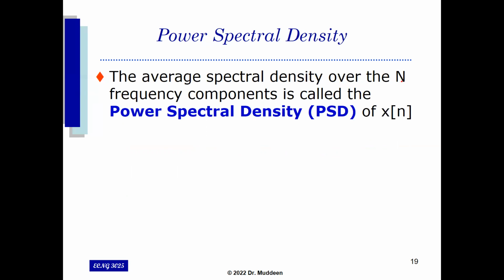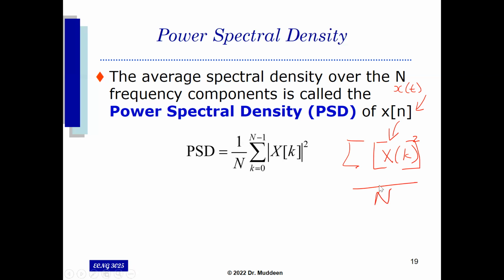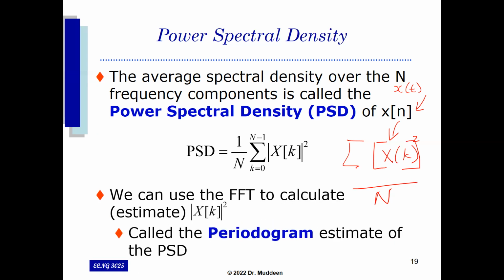So remember, we started with x(t), we sample it and we get x[n]. From x[n], we get X[k]. We square X[k], add up all of them, and average it over the number of frequency components that we have, and we call that the power spectral density of the signal, right? You may have come across that term already in your comms courses. I'm sure you have, somewhere, because it's something that the comms people talk about a lot, right?